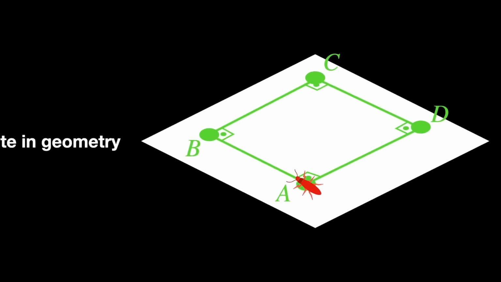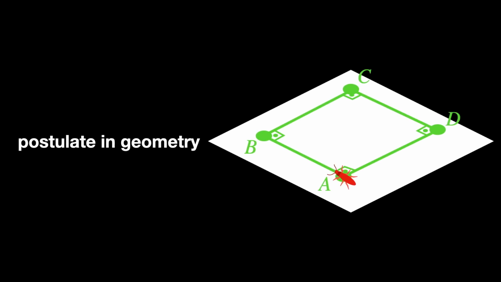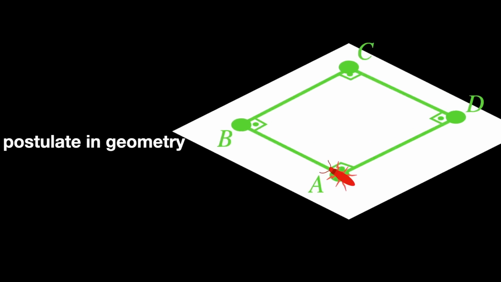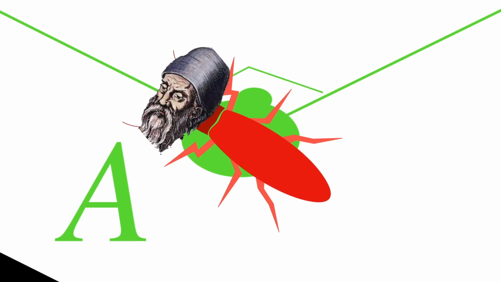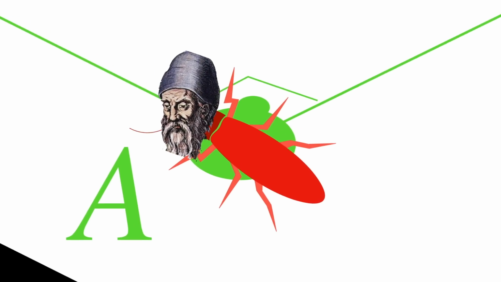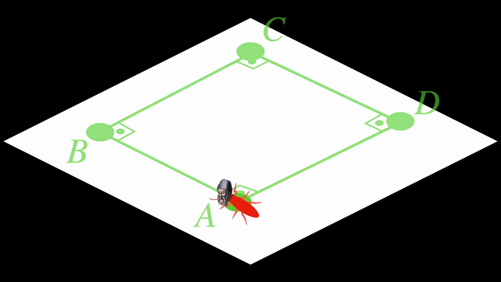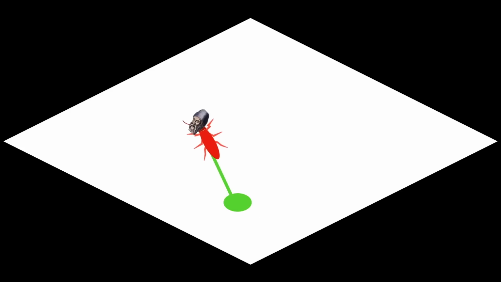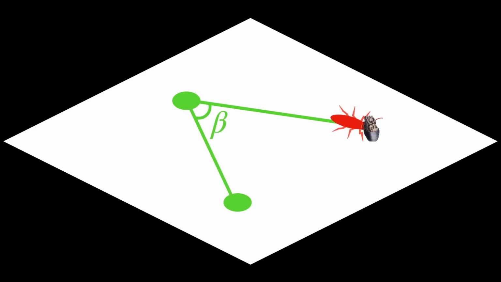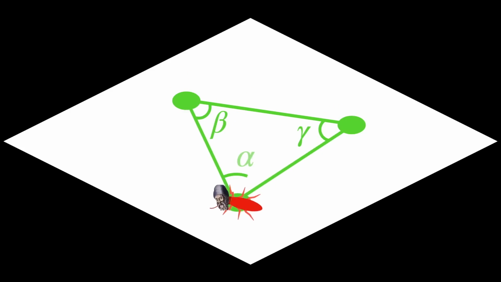He calls it a postulate in geometry. More specifically, a postulate in his geometry. Let's call this bug Euclidicus. Then, Euclidicus discovers another interesting fact. If he makes a triangle, which has just 3 straight lines connected at the endpoints, the sum of the angles is equal to 180 degrees.